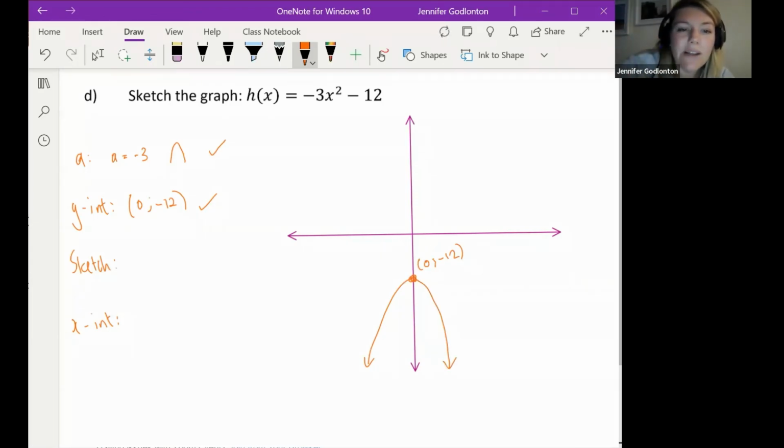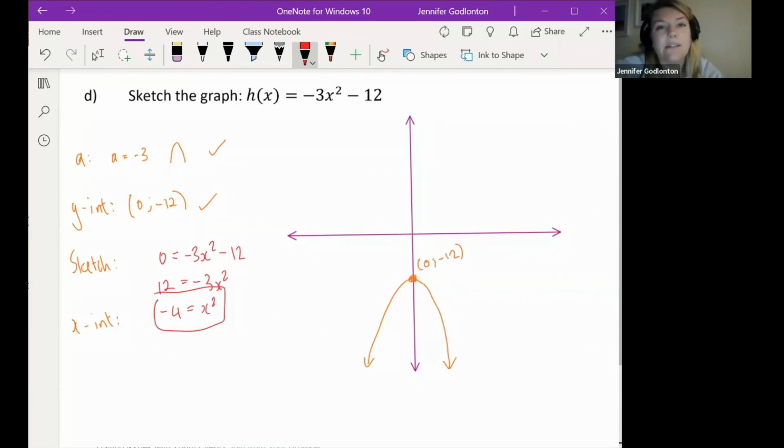Now, if you had tried to do this in your calculator, you would have seen, so if we followed your logic there, we had 0 equals negative 3x squared minus 12. You moved your 12 over, so we had 12 equals negative 3x squared, and then we divided by negative 3, so we got negative 4 is equal to x squared. Negative 4 isn't allowed to equal x squared because we can't square root a negative number. It's non-real. We can't do that. It's not something we're allowed to do.